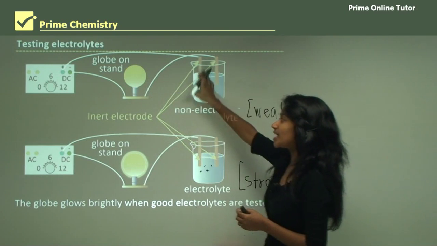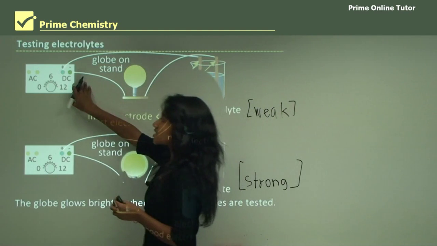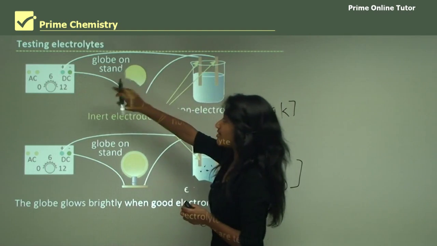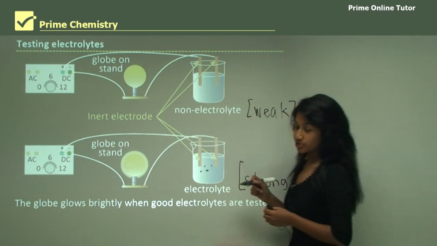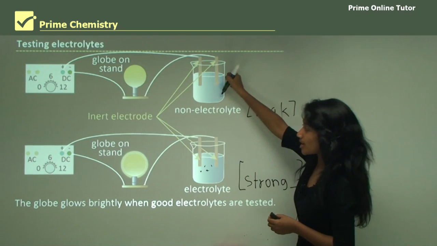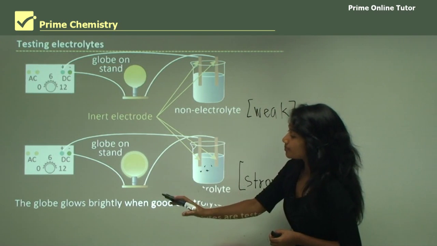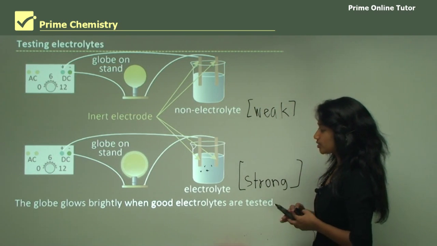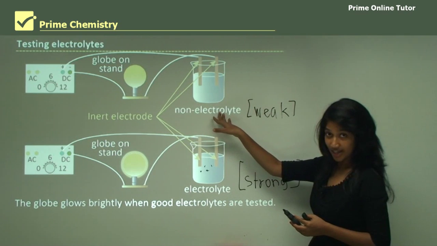So we would have one electrode connecting it to the lamp. The lamp from the other side is connected to the battery, and the circuit is completed when another electrode is connected to the battery. And again, if you have charged particles here, they would conduct electricity. The globe glows brightly when good electrolytes are tested. Now this is an electrolyte, while this is a non-electrolyte.